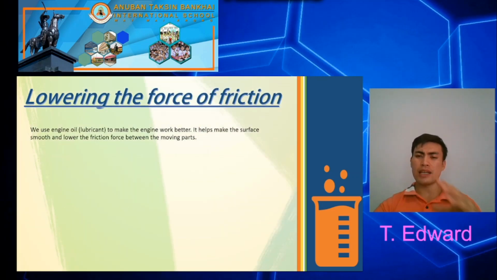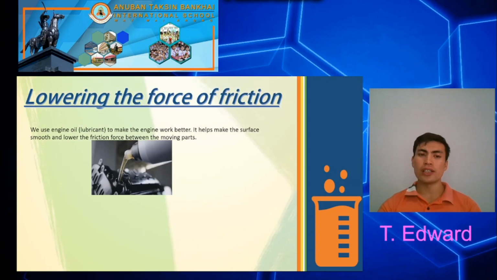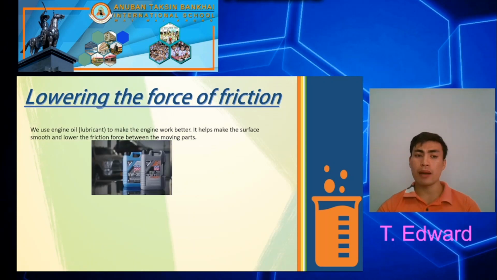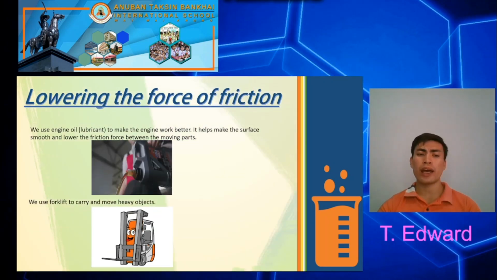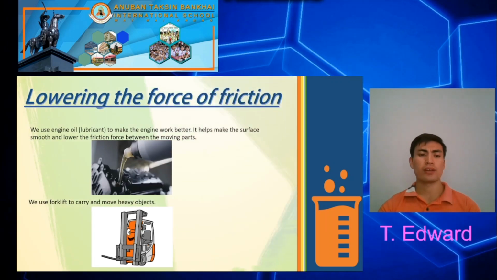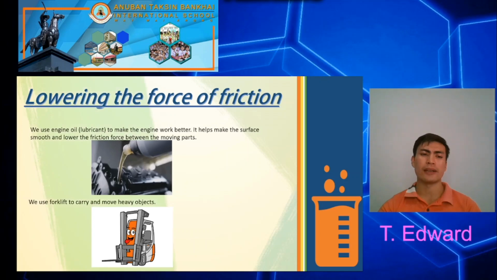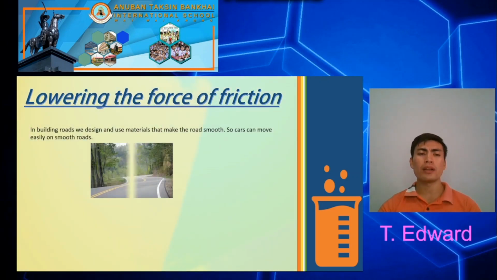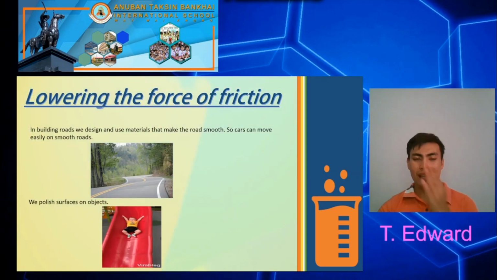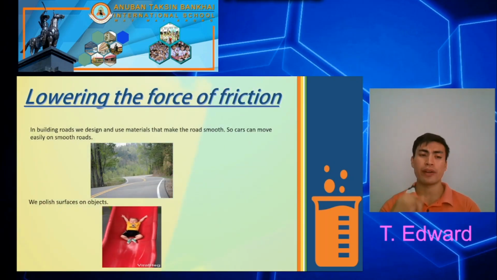Okay, now how to lower the force of friction? We can use a lubricant in our engine and some parts also, so that the friction will be less and our car will not be damaged. The next one is if we have heavy loads, we use a forklift so that we can carry them easily. The third one is we build roads that are smooth so that the cars can move easily. And the last one, we polish surfaces on objects like the slide. So the children can play on the slides because the friction is very little, because it's very, very smooth.